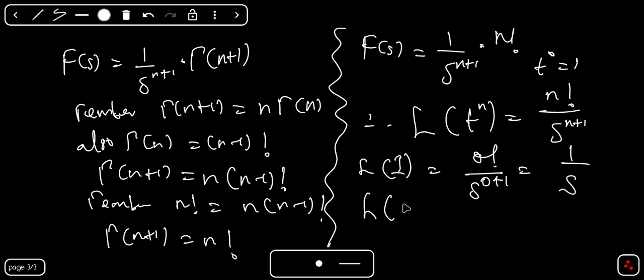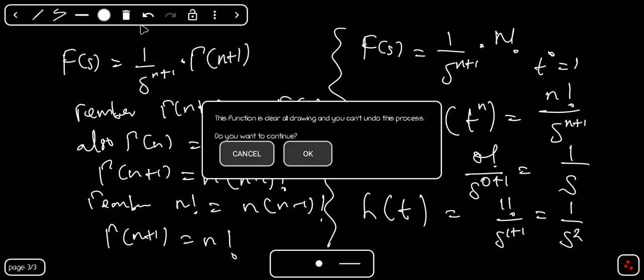Let's say you have to find the Laplace transform of t. So in this case, n will be equal to 1. So we have 1 factorial over s raised to the power of 1 plus 1, which is equal to 1 over s raised to the power of 2. And that is how you find the Laplace transform of such a function. Okay, now let's move to the next part.